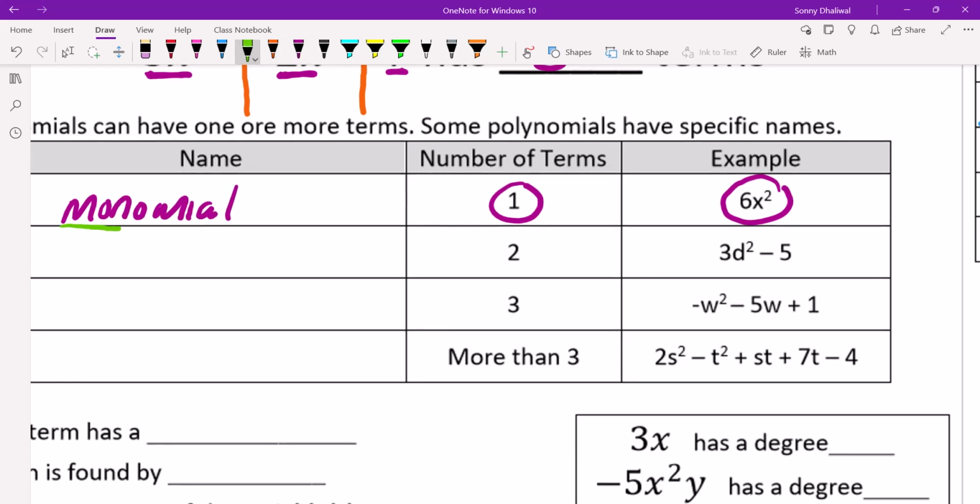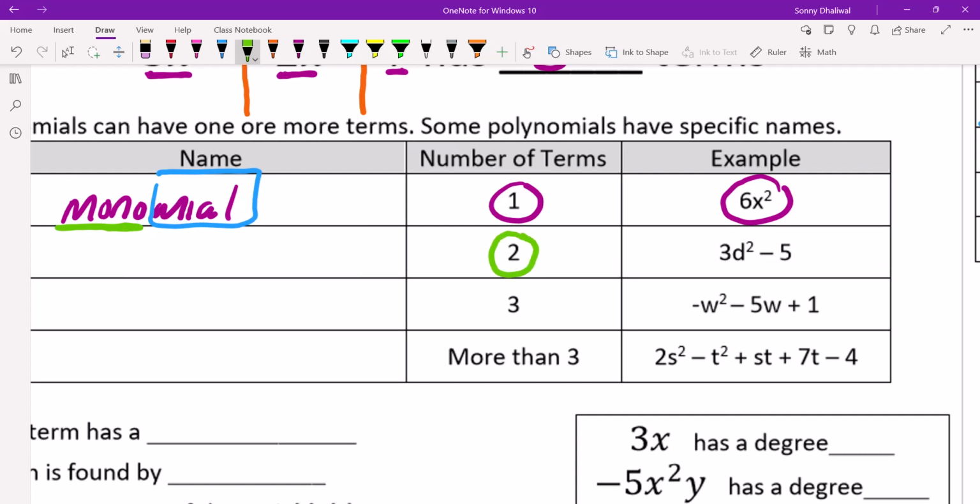For example, this one has 1 term, and anything with 1 term is called a monomial. Okay? You'll notice all the names are going to end with this nomial part. And the only thing that's going to change is the prefix here, right? So mono means 1, and nomial means terms. So 1 term. That's what it translates into, okay?